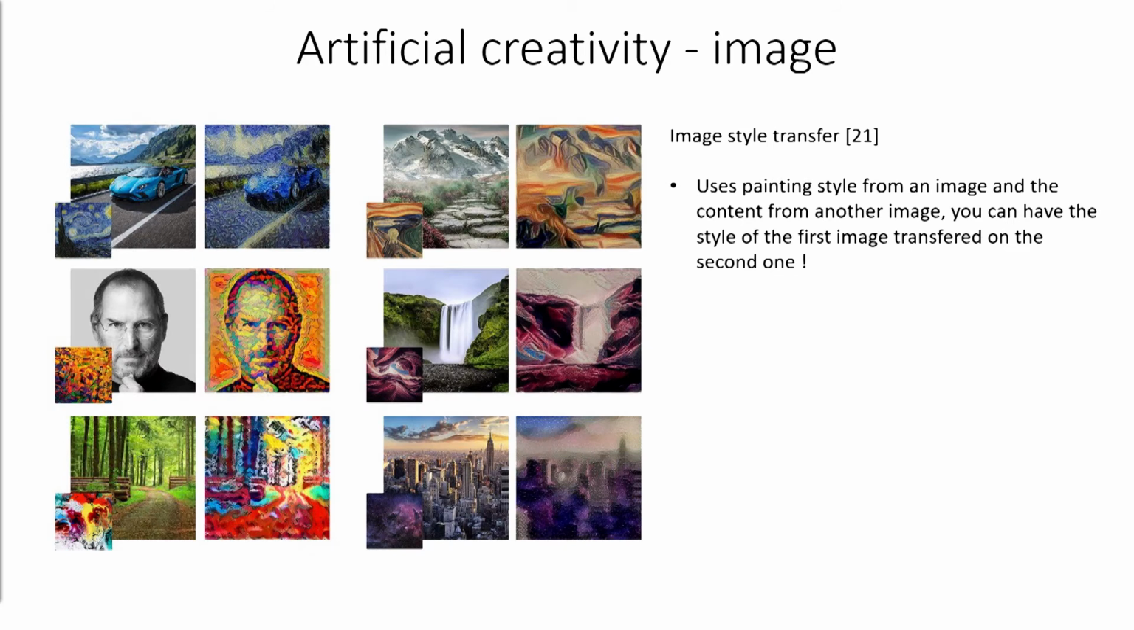And finally, I will finish with that one, which is also very well known. In image processing, you can take a style in a picture and take another picture and apply the style of the first picture to the second picture, and then you can have Steve Jobs in Van Gogh, etc.